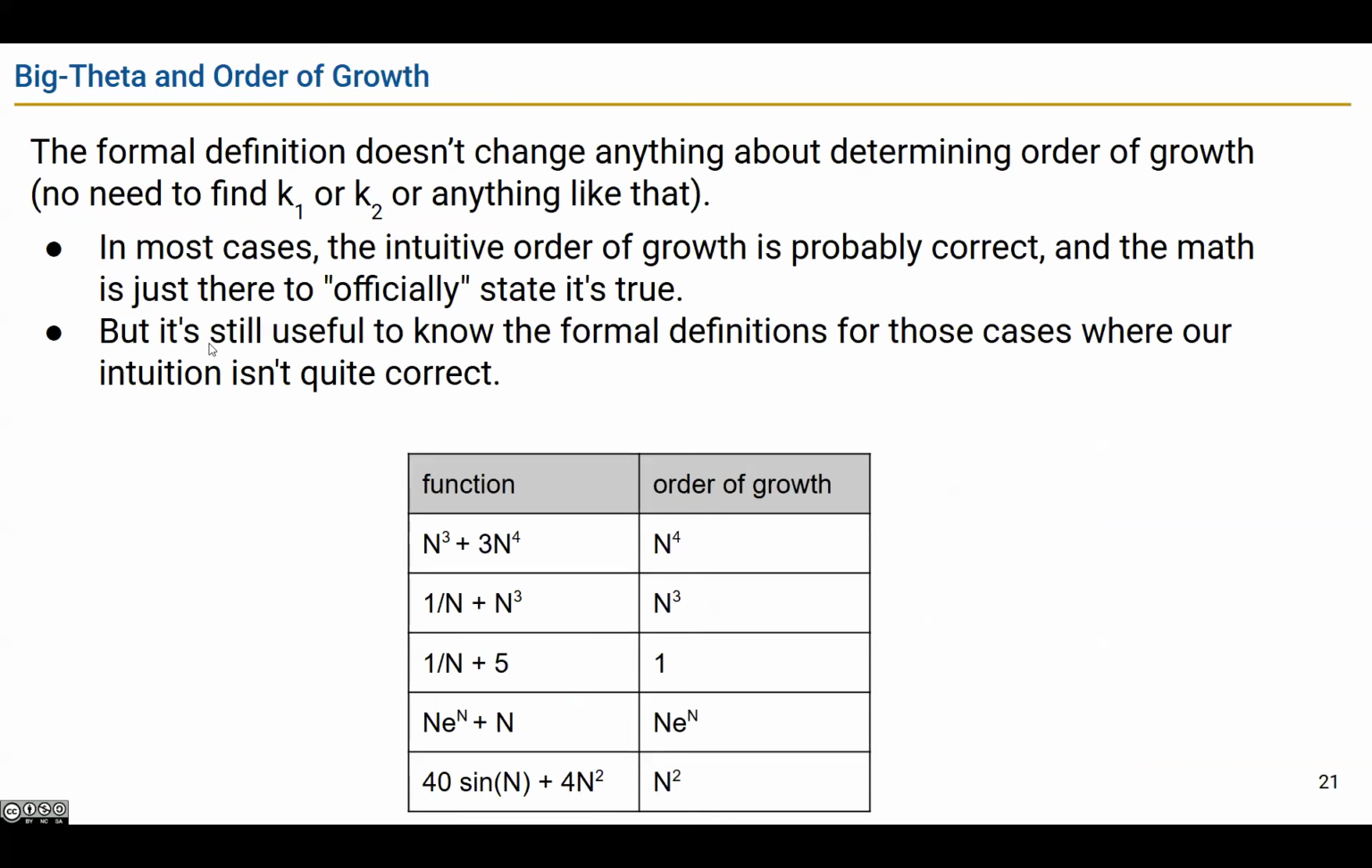Now, the formal definition here is not going to change anything about determining your order of growth. Your intuition is generally going to be correct. The math is just there to officially prove that that's true. But it's still useful to know these definitions for those weird cases where the intuition isn't quite correct. Sometimes when you do the math, you realize that something you thought was a theta bound is actually not, and there's something slightly different. So you do need to know these formal definitions. But in most cases, you can just assume that it's going to work fine. You just have to be a bit careful with that.